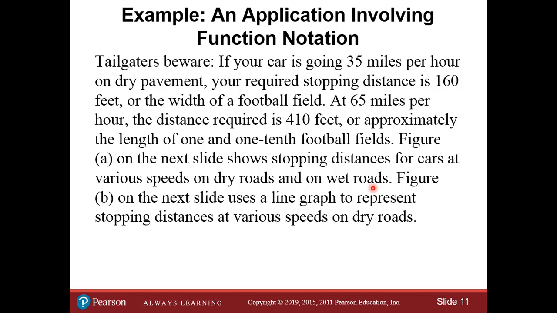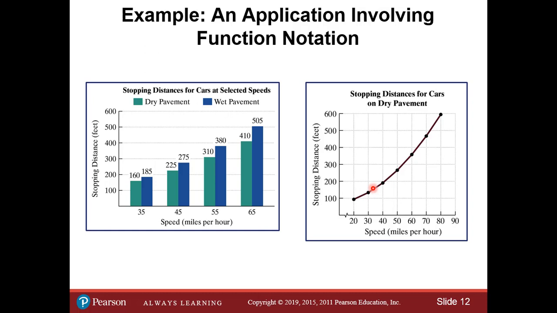So let's look at those. This teal or green is on dry roads, and the blue is on wet pavement. So dry pavement versus wet pavement. Notice that the stopping distance is longer on wet pavement than it is on dry pavement, which is to be expected and makes sense, right?